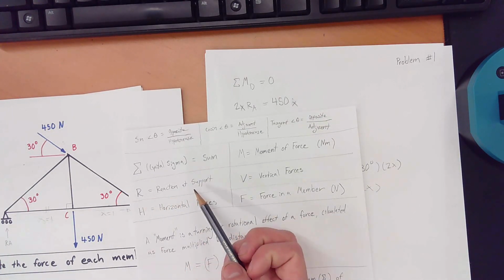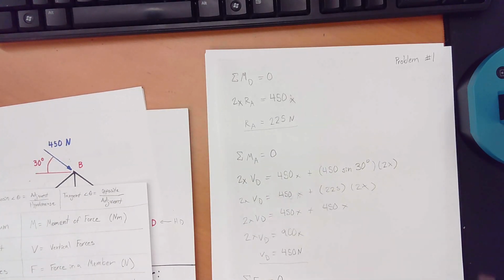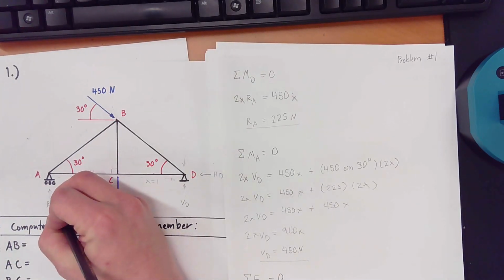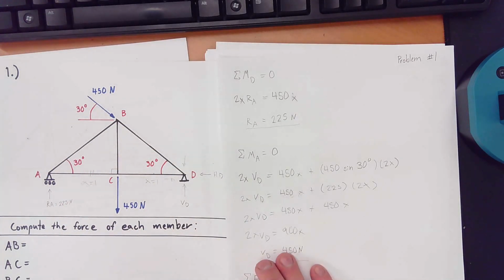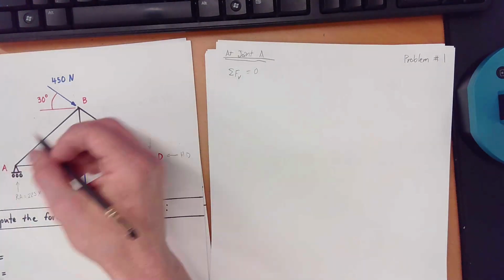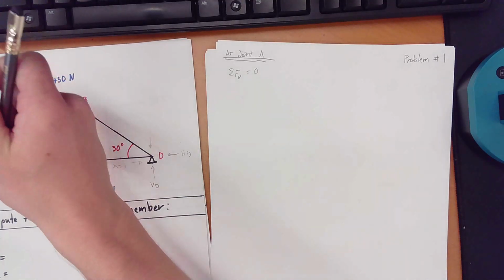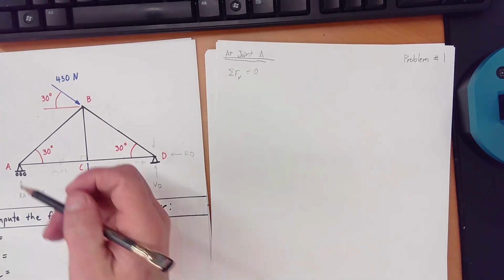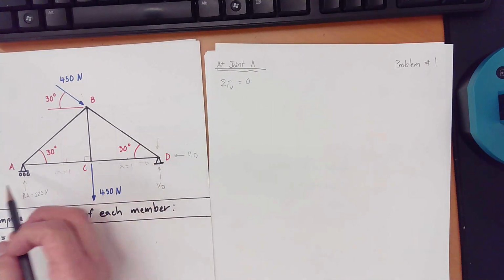RA is the reaction at the support of A, and we figured out that was, if you remember, 225 newtons. So RA, if we're back on this page here, is equal to 225 newtons of reactionary force. So point A, for both members AB and AC, we need to figure out how much force is pushing back down into the ground. Okay, so, oh, sorry, we already did that. We need to figure out how much is acting in and out of point AB and AC.